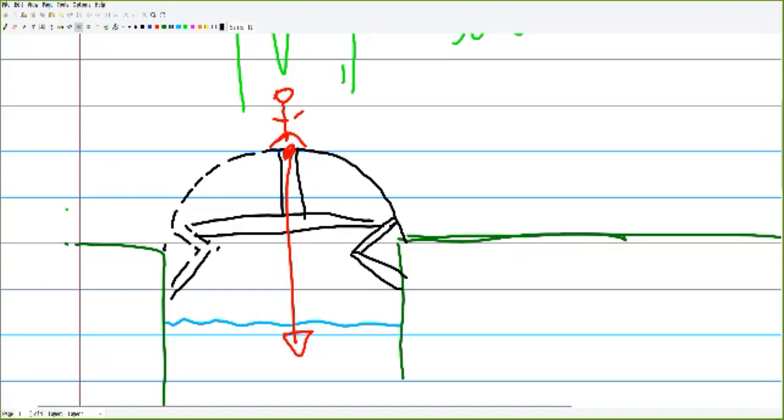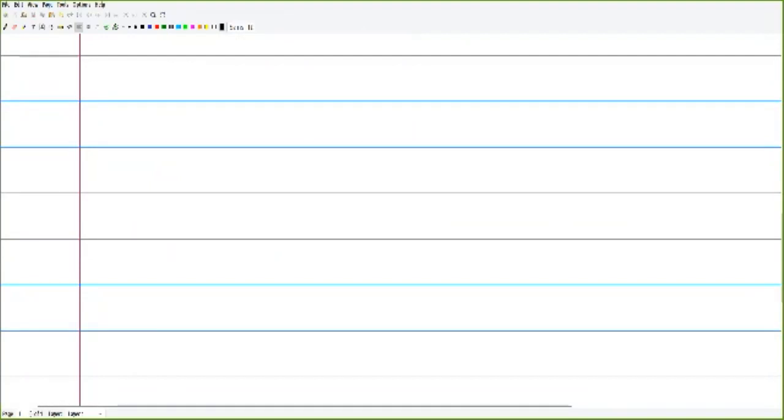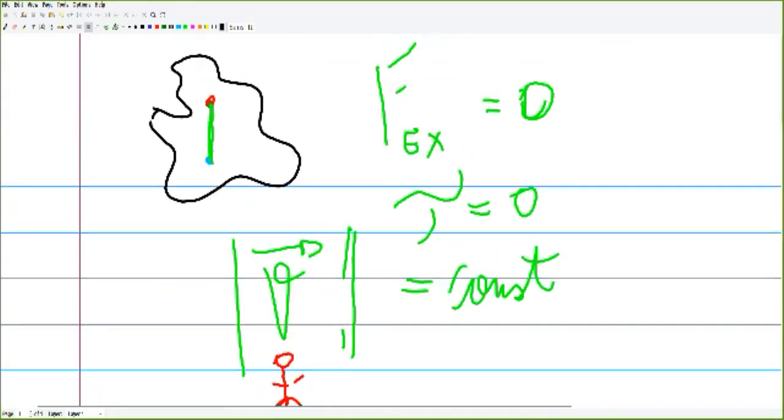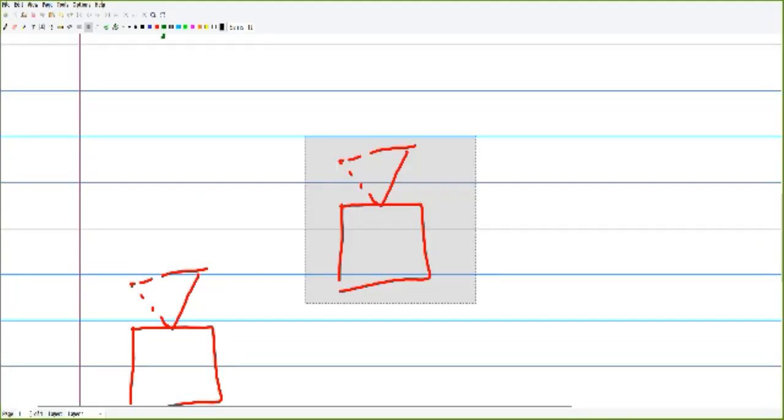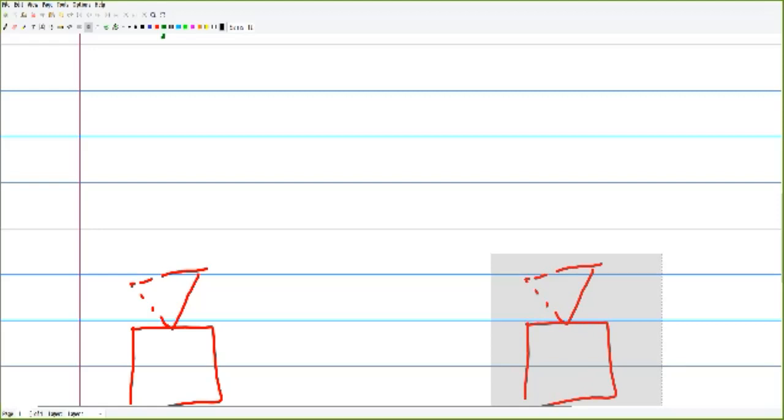So now let's do a real life example. So we've got two scales, and we got a rod, like something between the two. Okay, there we go.